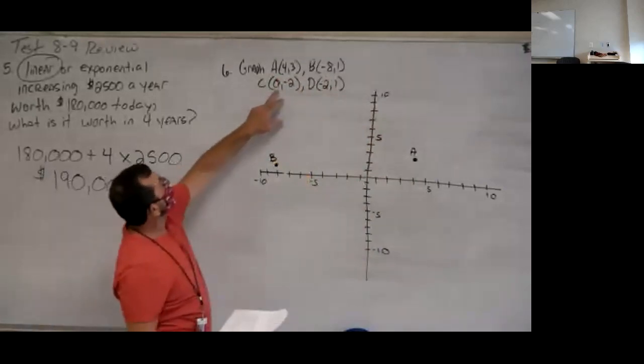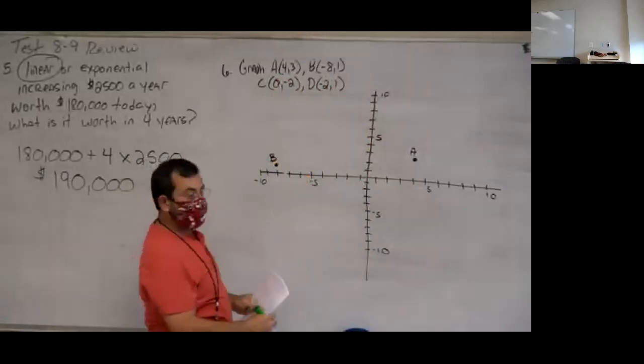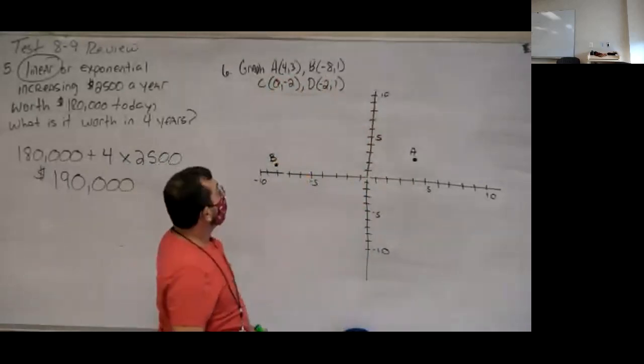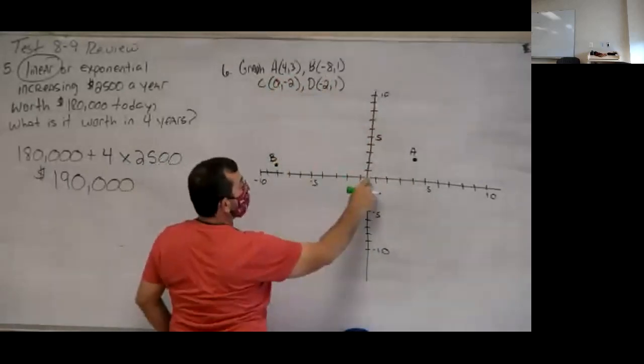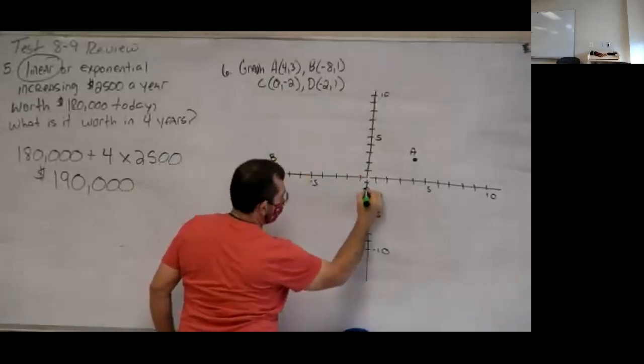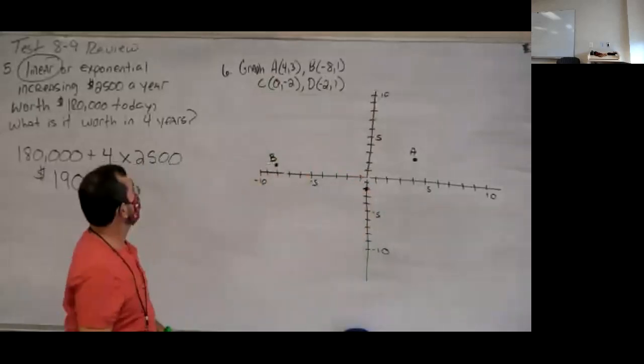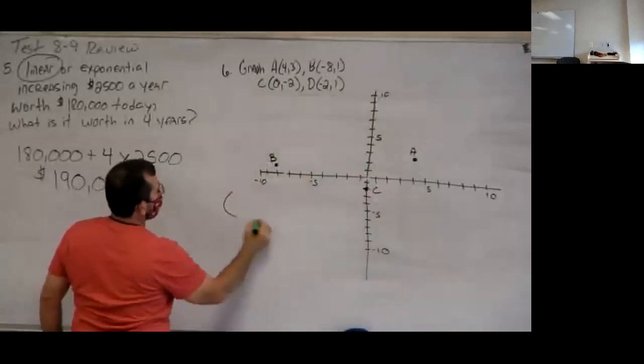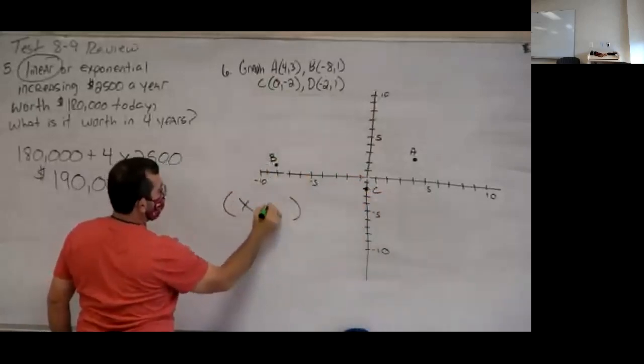(0, -2). Anytime the first number is a 0, you're going to stay right on that line. You wanna go over 2, right? Well, instead of going over 2, you're going to go down 2, because it's negative. That'd be your C.